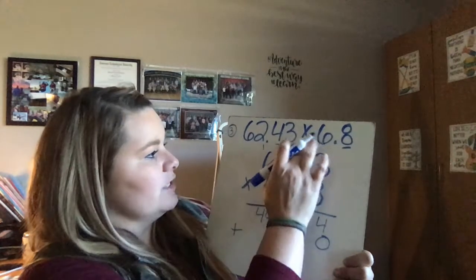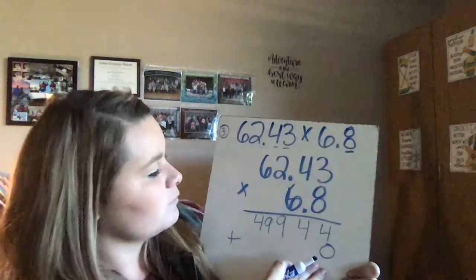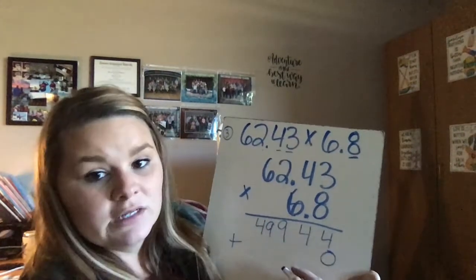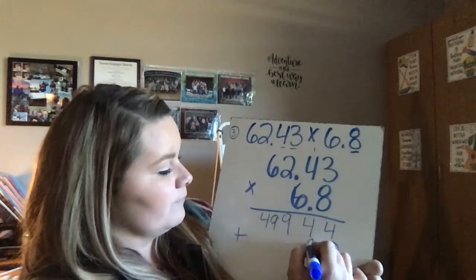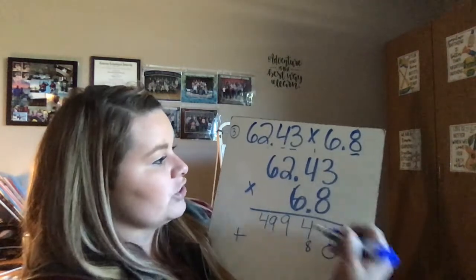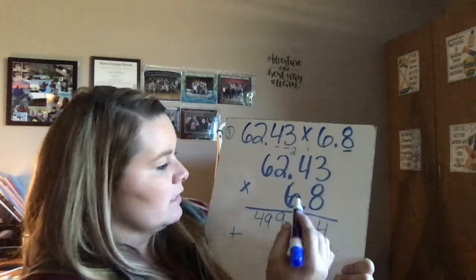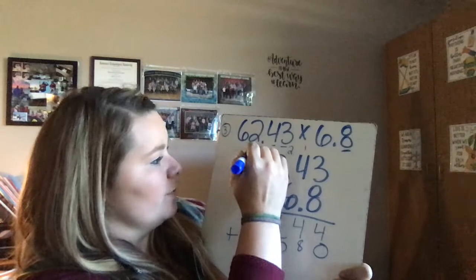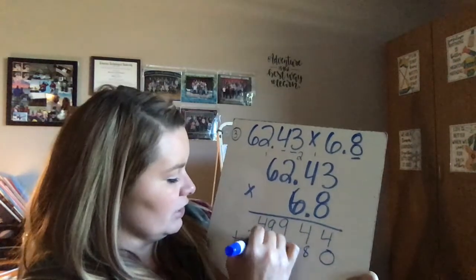So then we're going to add our 0 just like we do with the standard algorithm for whole numbers. And so now we're just going to multiply the 6 in the tens place. 6 times 3 is 18. 6 times 4 is 24, plus 1 is 25. 6 times 2 is 12, plus 2 is 14. And 6 times 6 is 36, plus 1 makes 37.